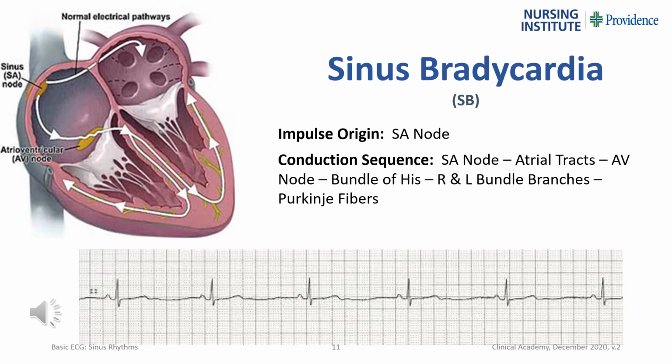Sinus bradycardia. Again, you can see the strip at the bottom of the page, which shows a nice normal rhythm, just slower than what we've been looking at. And again, the impulse originates in the SA node, travels down the atrial tracts to the AV node, down the bundles of His to the right and left bundle branches and out to the Purkinje fibers. So that same normal sinus conduction pathway.